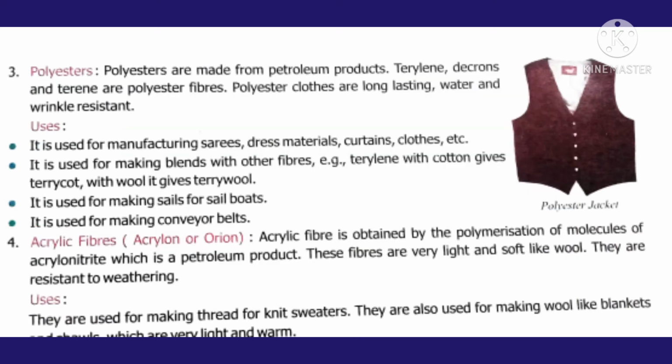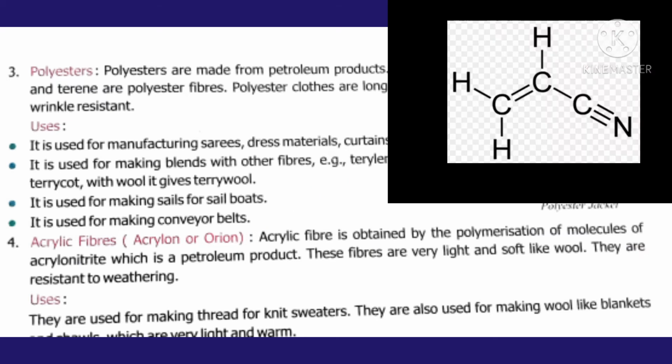The next synthetic petrochemical product fiber is acrylic fibers. It can be called acrilan or orlon. The monomer of acrylic fiber is acrylonitrile. This is the structure of monomer acrylonitrile. It has 3 carbon atoms, 3 hydrogen atoms and 1 nitrogen atom.